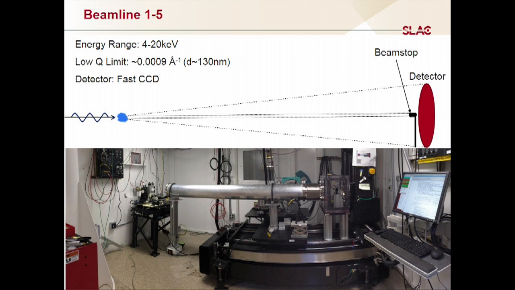And then in this box is a beam stop, which basically means that the direct beam that comes through gets stopped before it hits the detector because it's very, very bright, because as Lenson said, scattering is a very inefficient process, and so the scattered signal relative to the direct beam signal is many orders of magnitude smaller. The detector typically doesn't like that. You don't want to damage the detector, and so you put a beam stop in place. And so the energy range you can tune between about 4 and 20 keV. The low Q limit is about 0.0009 inverse angstroms, which corresponds to sizes of about 130 nanometers.